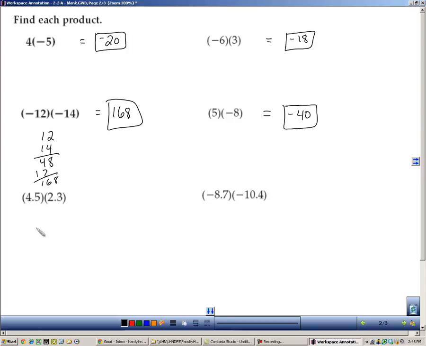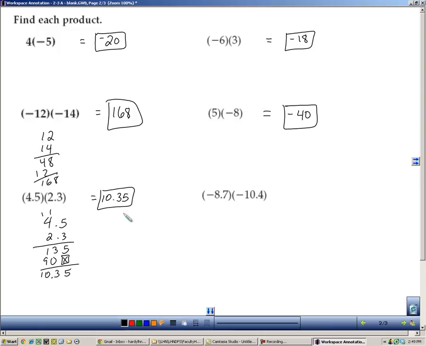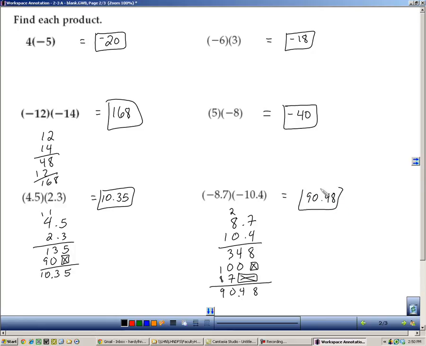Two positives. So we get a positive 10.35. Here the signs are the same, so I know my answer is going to be positive. Just going to have to multiply them out. So we get 90.48.